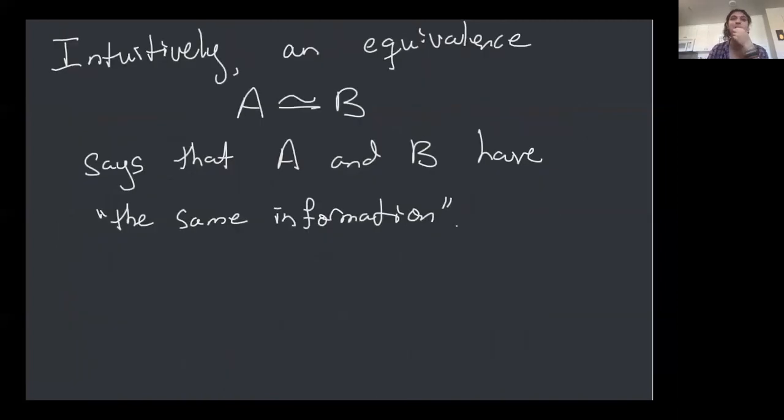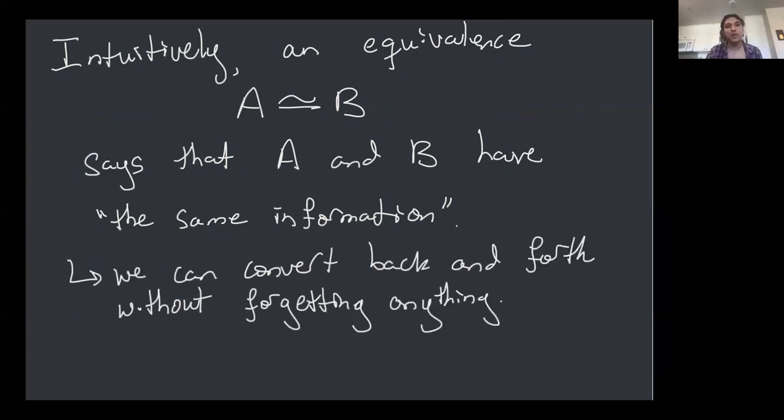Okay. So intuitively, an equivalence A ≃ B says that A and B have the same information, right? Because I have maps going back and forth between them. And if I go back and forth, then I get the identity, or I'm homotopic to it at least. And if I go forth and back, then I'm homotopic to the identity. So we can convert back and forth between A and B without losing any information at all.